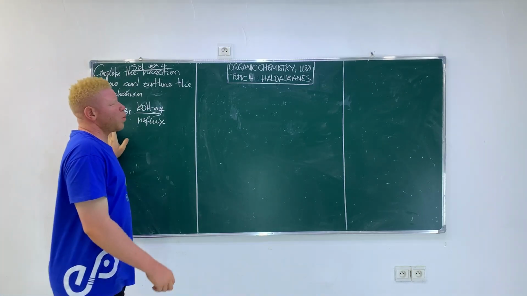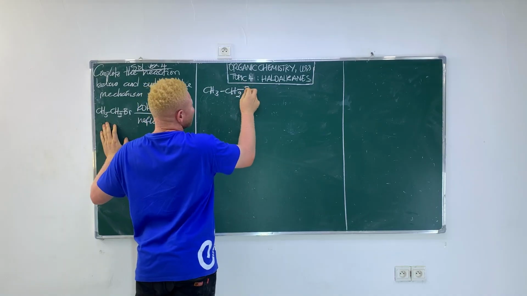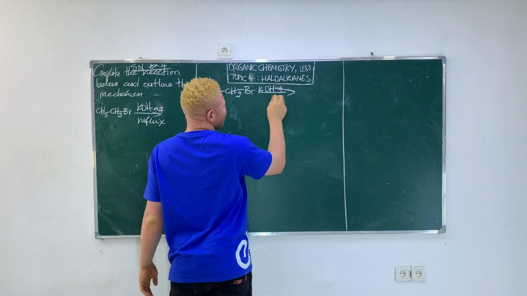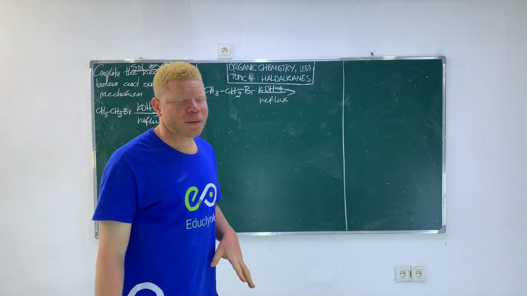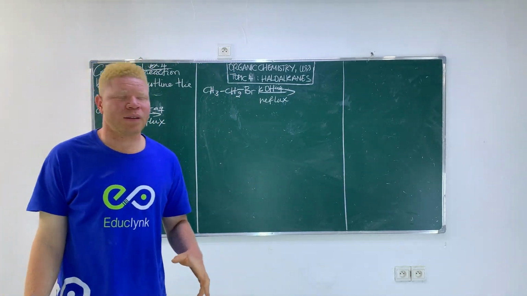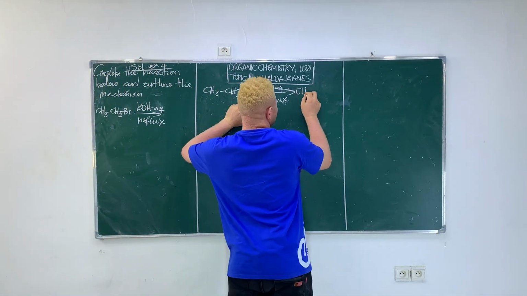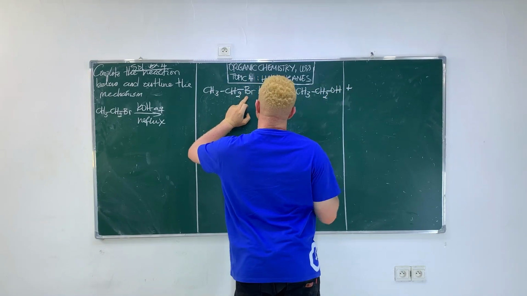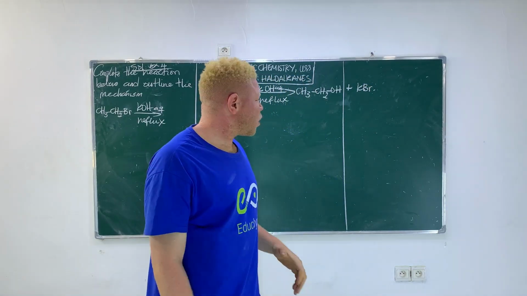So step 1 first of all, complete the reaction. CH3CH2Br plus KOH, aqueous. So aqueous KOH. The reaction is nucleophilic substitution, that's a fact. The OH quickly replaces the halogen. So we have CH3CH2OH plus KBr.